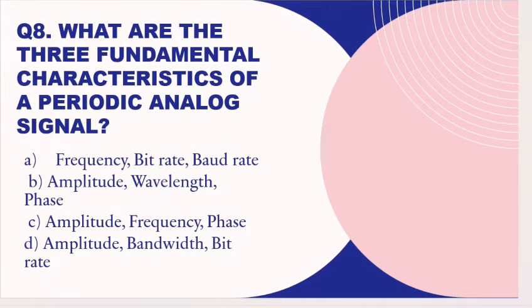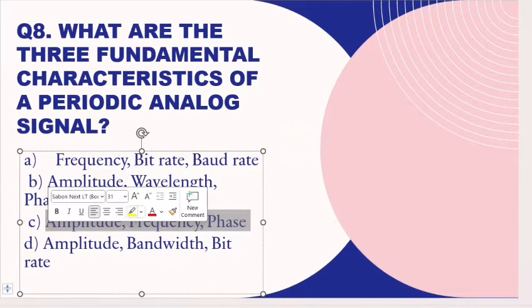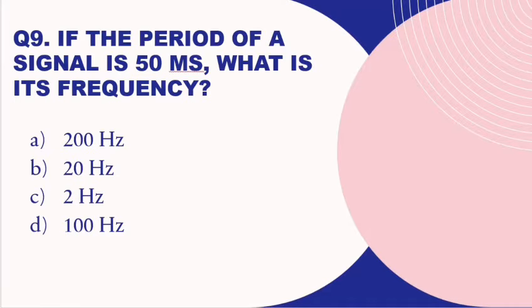Moving on to question number 8. What are the three fundamental characteristics of a periodic analog signal? Option A, frequency, bit rate, and baud rate. Option B, amplitude, frequency, wavelength, and phase. Option C, amplitude, frequency, and phase. Option D, amplitude, bandwidth, and bit rate. I hope you all have guessed the answer right. The correct answer for this question is option C.